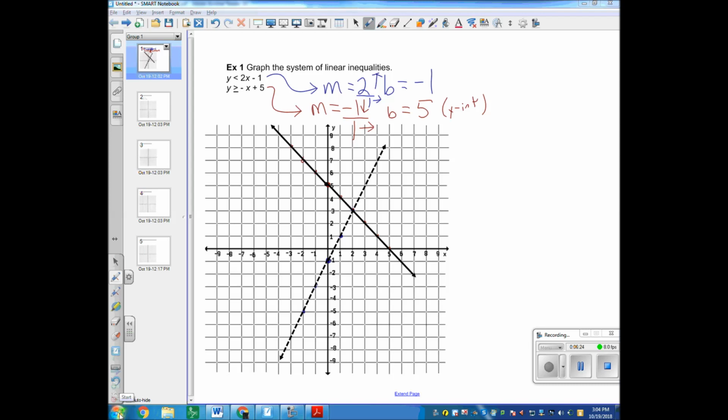All right, our top inequality is the dashed line. What inequality symbol do I have? I have less than. So since I'm less than, that means I want to be lower than the line. Not above it, but lower than it. I'm going to make a bunch of these straight marks underneath my dashed line.